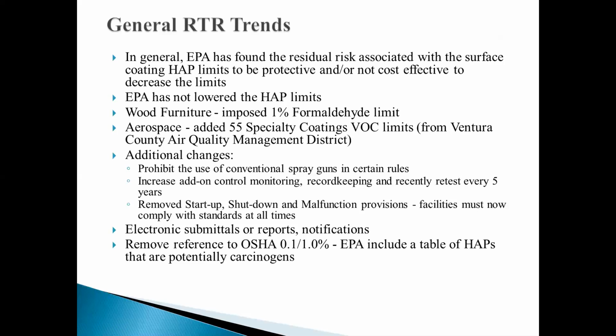EPA has changed that. They've removed the reference to the OSHA de minimis, and now they've included a table of HAPs that are potentially carcinogens that would be applicable to that 0.1%. So I think the way the rules read now is that facilities would have to count HAPs that were on the new tables at that level of 0.1%. When essentially they add up all the HAPs in the coating, that's where they're drawing from that table at that concentration. Next slide.